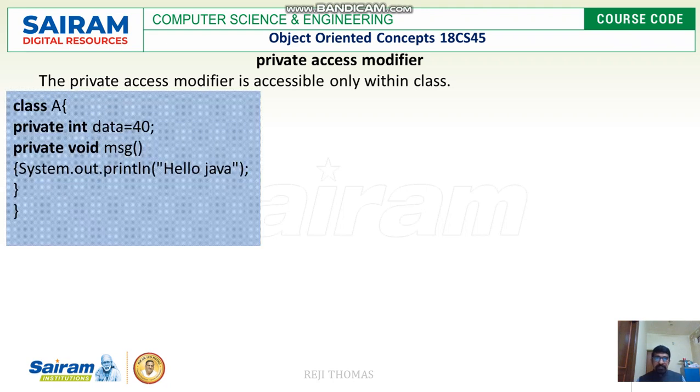Let us see a small example for this. Here you can find a class called A. We have a data member which is private, and the name of the data member is data. We have initialized it with a certain value. We also have a method called message, which is also a private method, and this method is going to print a message, hello Java. We are not worried about what this method does.